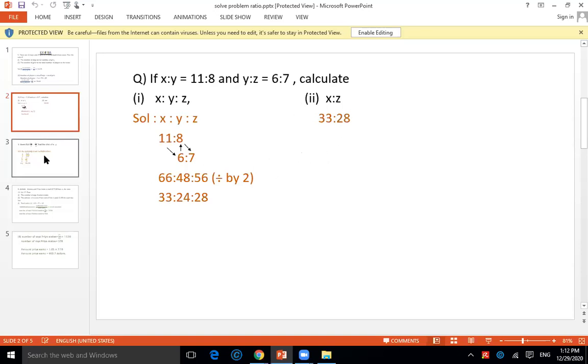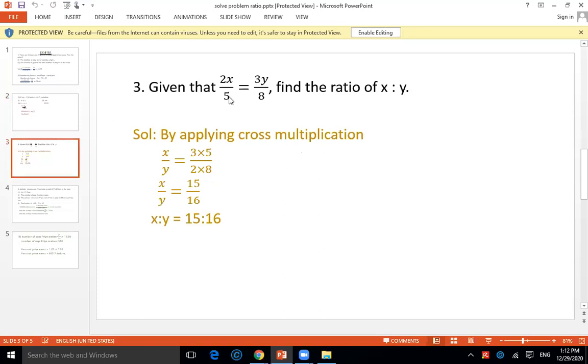Okay. Now in the next question, given that 2x upon 5 is equal to 3y upon 8, find the ratio of x is to y. Now what I have done here, I have done the cross multiplication. This 5 will go there and get multiplied by 3. Right, you can see here this 3 is in the same place, and the 5 which was in division on the left-hand side goes to the right and comes in multiplication here. Similarly, y was being multiplied here, and it comes down and gets divided here. The 2 that was in multiplication here goes there and gets divided.